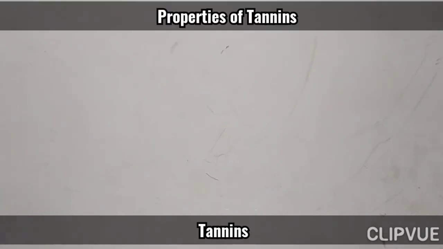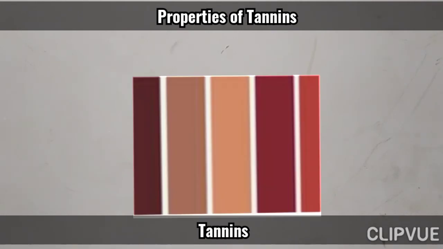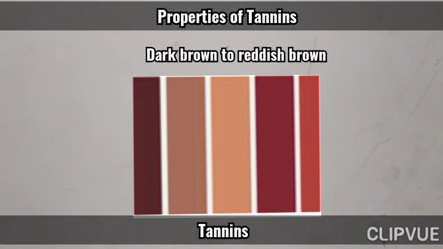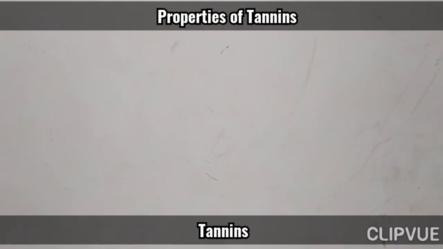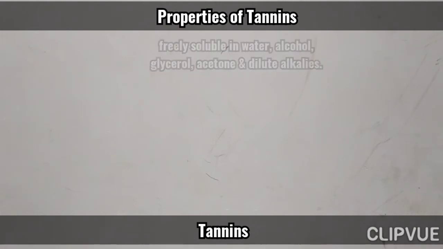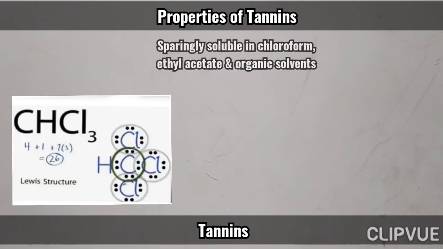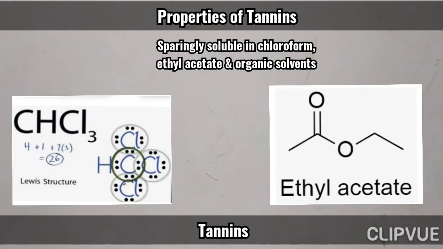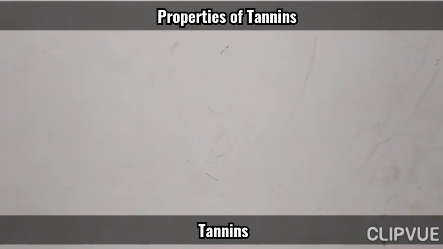Coming to the third topic, properties of tannins. These are dark brown to reddish brown in color, non-crystalline. Tannins are freely soluble in water, alcohol, glycerol, and acetone, and also dilute alkalis. They are sparingly soluble in chloroform, ethyl acetate, and other organic solvents. They have an astringent taste.